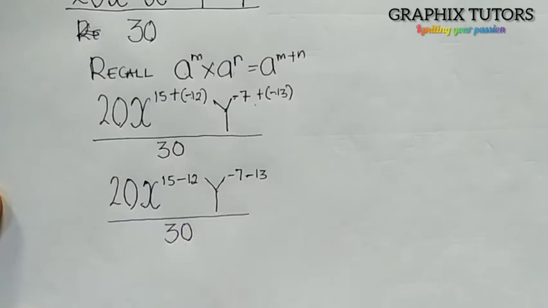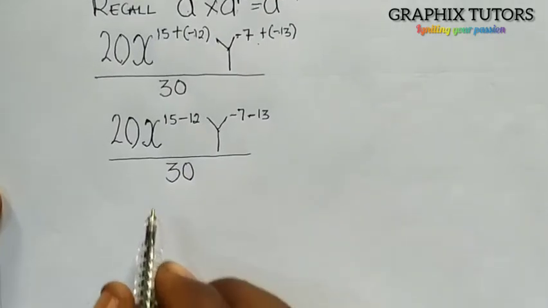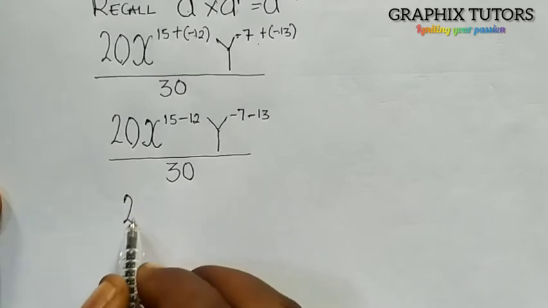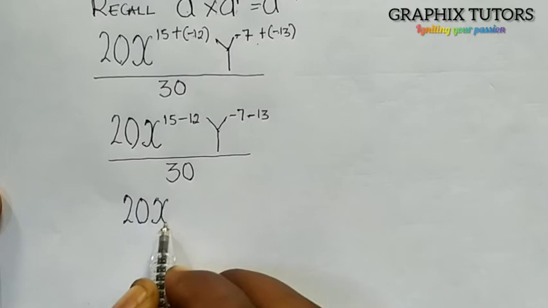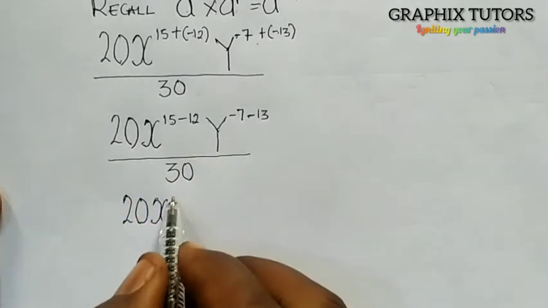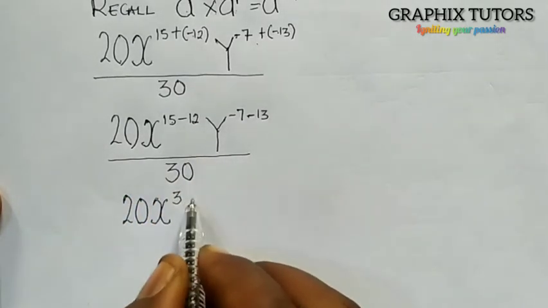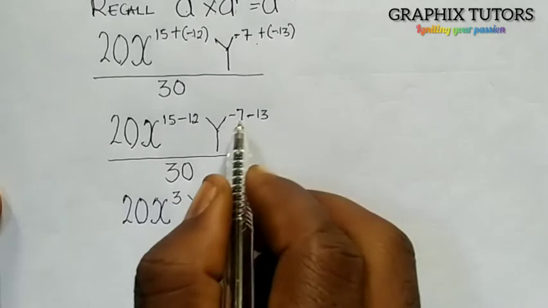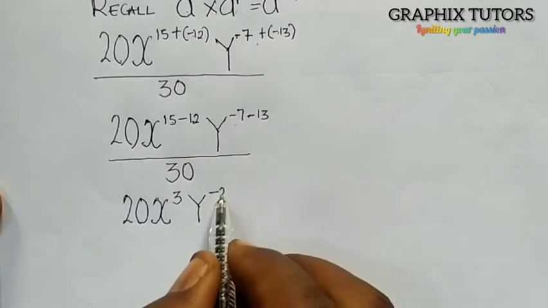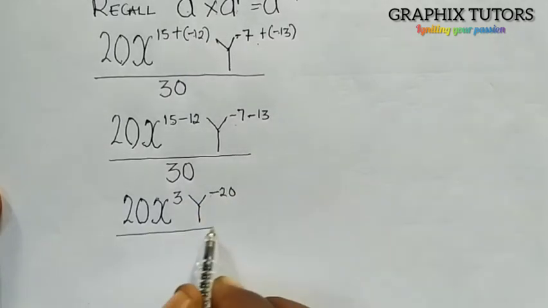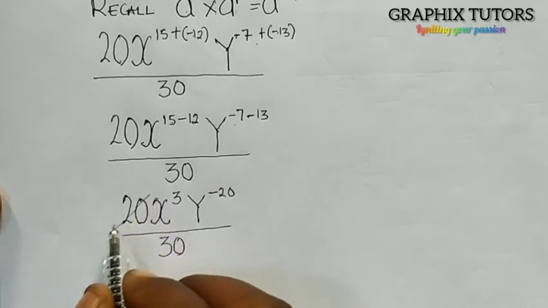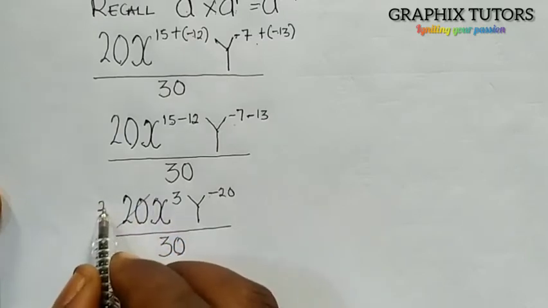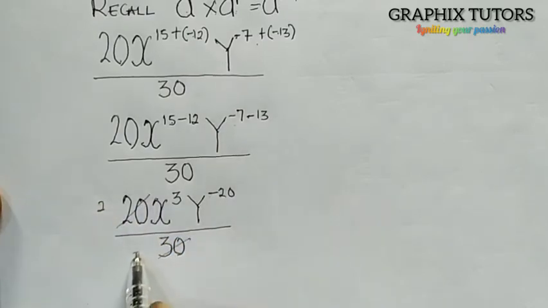Now, if I move forward, my 20 here, multiplied by x to the power of 15 minus 12 is 3. Then we have y, minus 7 minus 13 is minus 20. All divided by 3, 0, that is 30. Now, 10 can go in 20 two times. 10 can go in 30 three times.